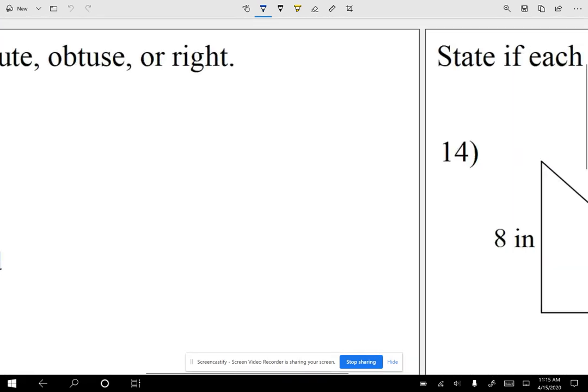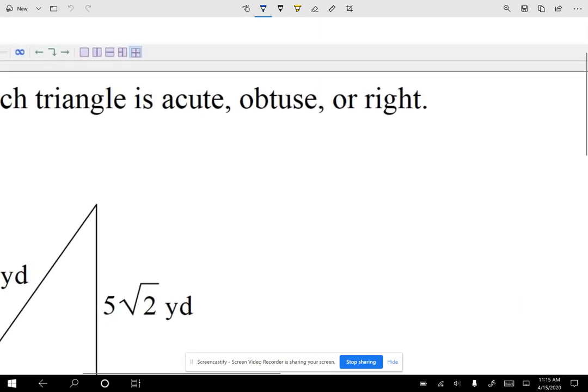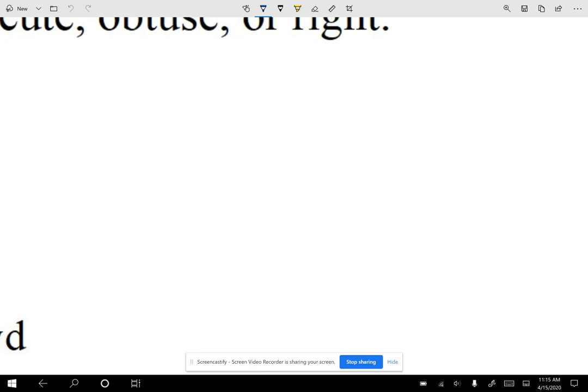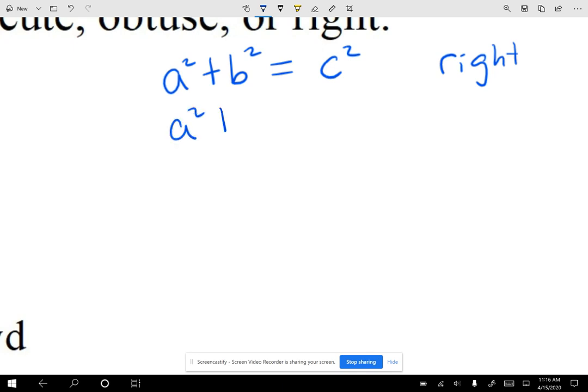Okay, so we know the Pythagorean theorem. We know that a squared plus b squared is equal to c squared. And that happens when our angle, it's a right triangle. Now, for obtuse and acute, we're going to look at a squared plus b squared is greater than c squared, and then also a squared plus b squared is less than c squared.